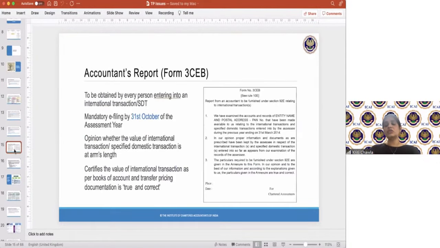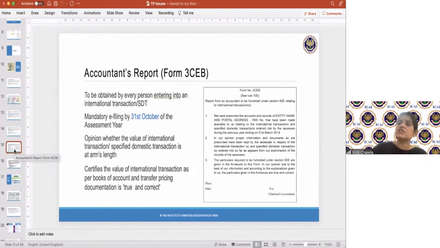The second thing that you need to do, along with the TP study, as I mentioned, is you also need to have something called a transfer pricing return. Now, the transfer pricing return is needed the moment you have applicability. It is a mandatory return, also called Form 3CEB, or the accountant's report. The moment you know that transfer pricing is applicable, for international transaction, it is on the existence of a transaction. If it is a transaction of 1 rupee, even then you will have to file Form 3CEB or the transfer pricing return.